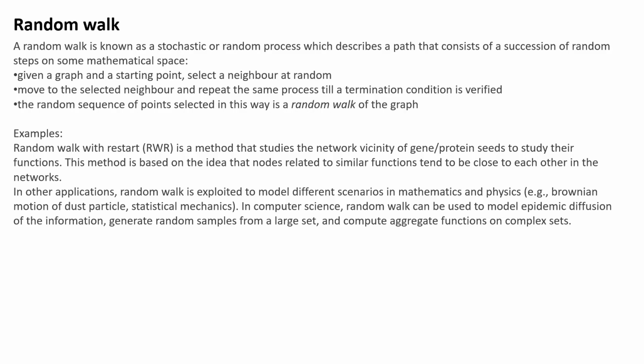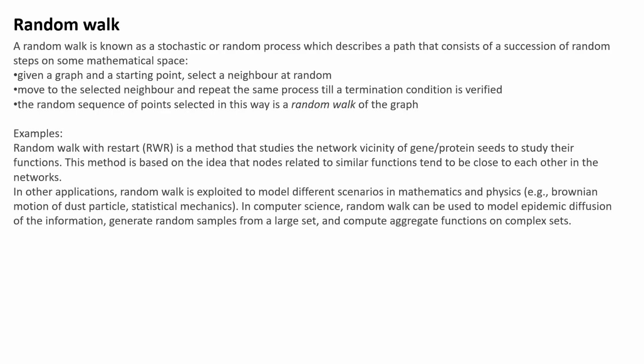So, what is a random walk? Random walk is known as a stochastic or a random process. Basically, it is a random process. So, the probability of going from one node to another is based on a random process, on a random distribution. So, it is a random process that describes a path that consists of a succession of random steps on some mathematical space.